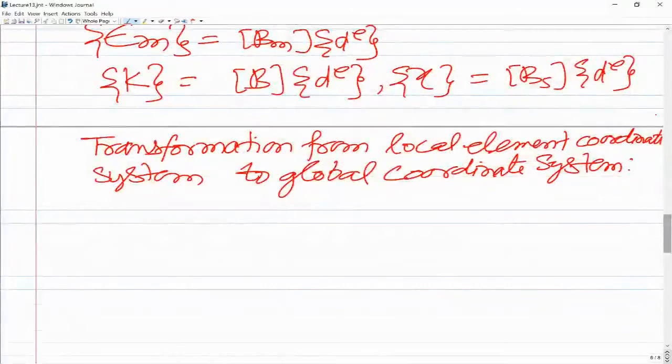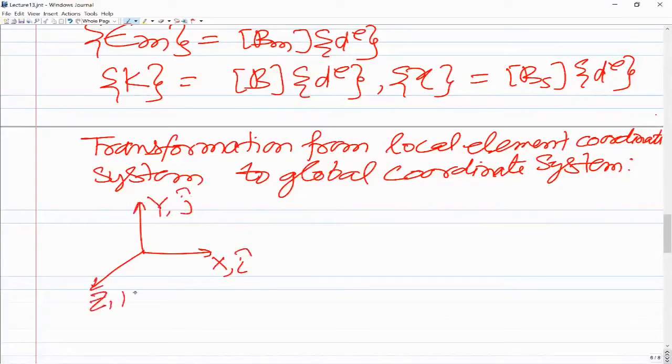So let me say that we have a global coordinate system, which is, let us say, we have capital X and the unit vector is i cap in this direction, and let us say we have capital Y and the unit vector is j cap in that direction, and let's say we have a capital Z and the unit vector is k cap. So this is the global coordinate system.